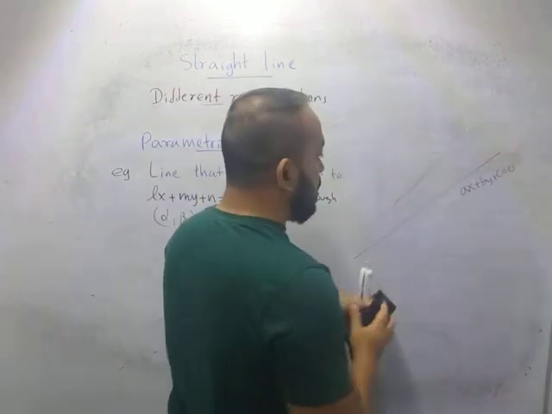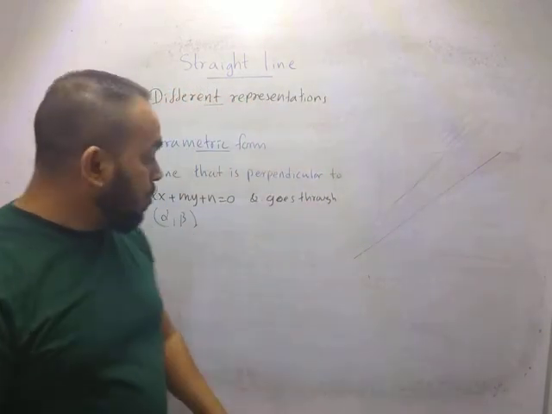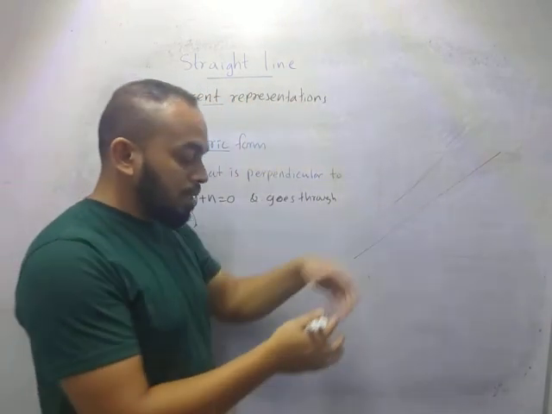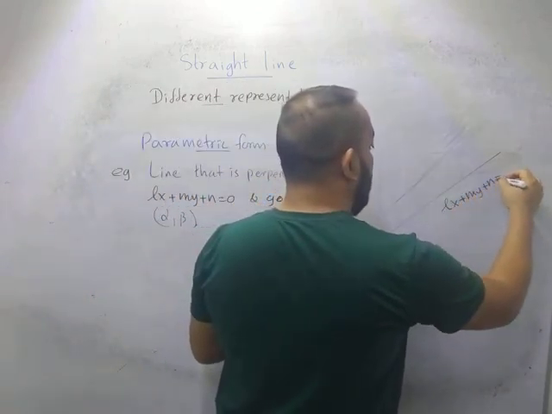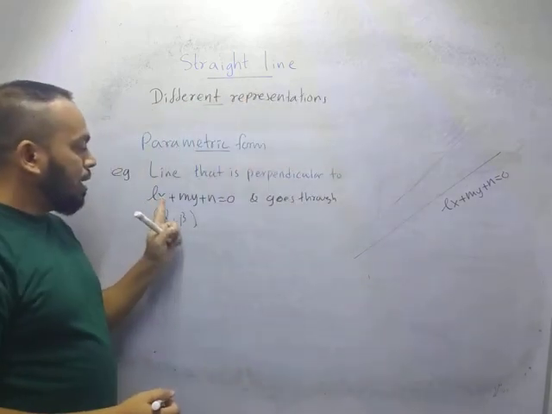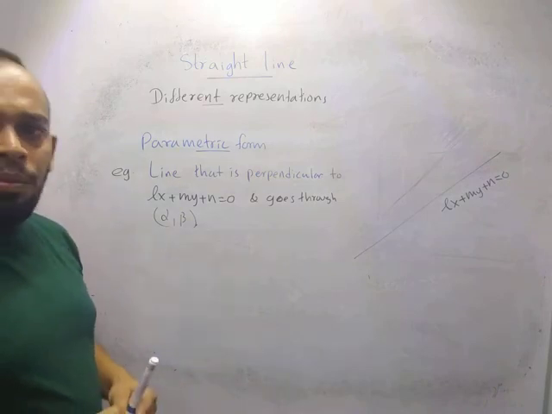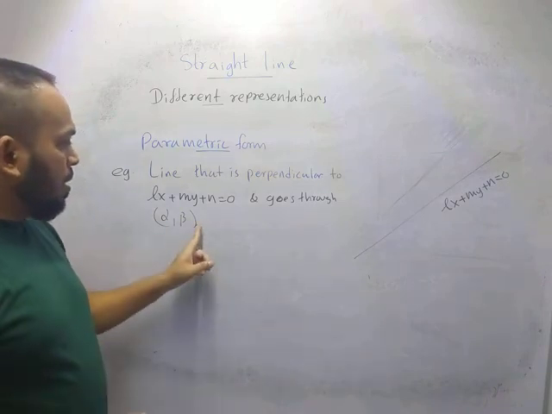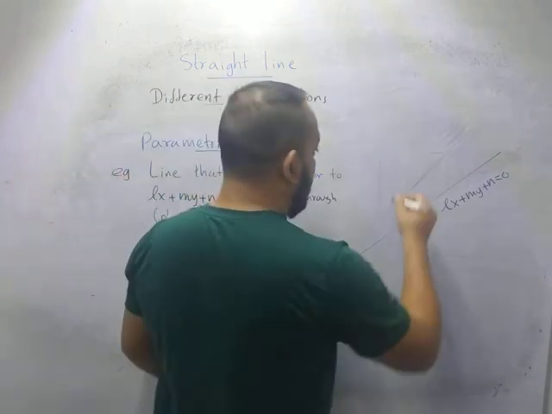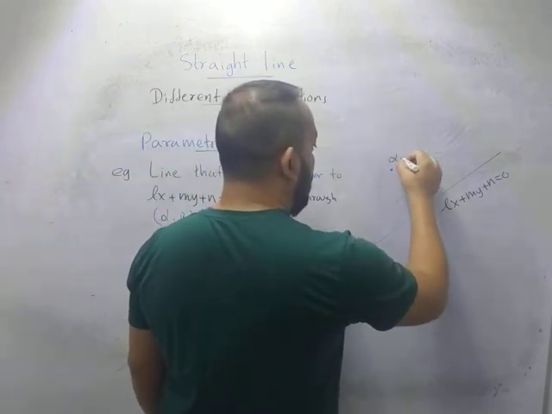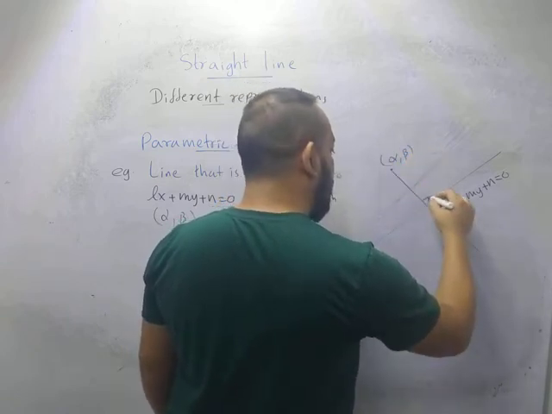If I were to sketch it, this is a line that is perpendicular to this line. Suppose this is the line Lx plus My plus N equals 0. Notice that I have changed ABC to LMN. A line that must be perpendicular and goes through (alpha, beta). Suppose we have (alpha, beta) here, some point, and the line is perpendicular.